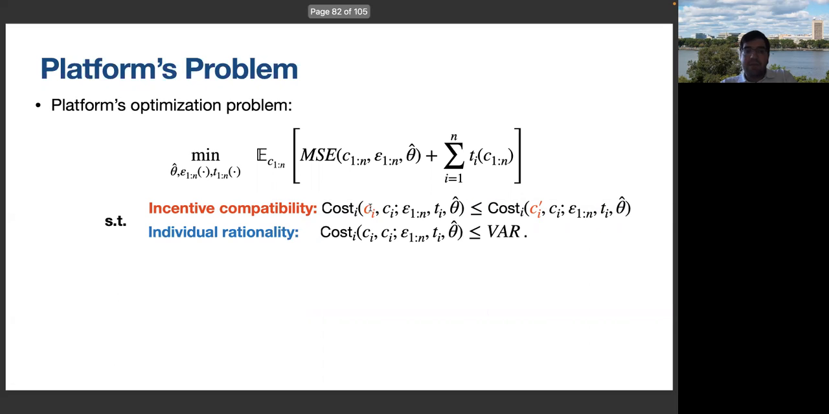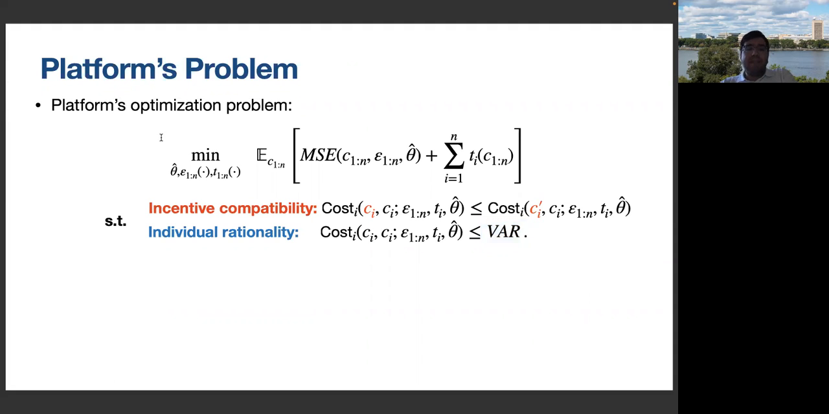The second constraint is called individual rationality in the mechanism design literature. What it means is that the cost of the user is better than the outside option that we just discussed, meaning that the user has the incentive to join and share her data rather than just going with her single data point.